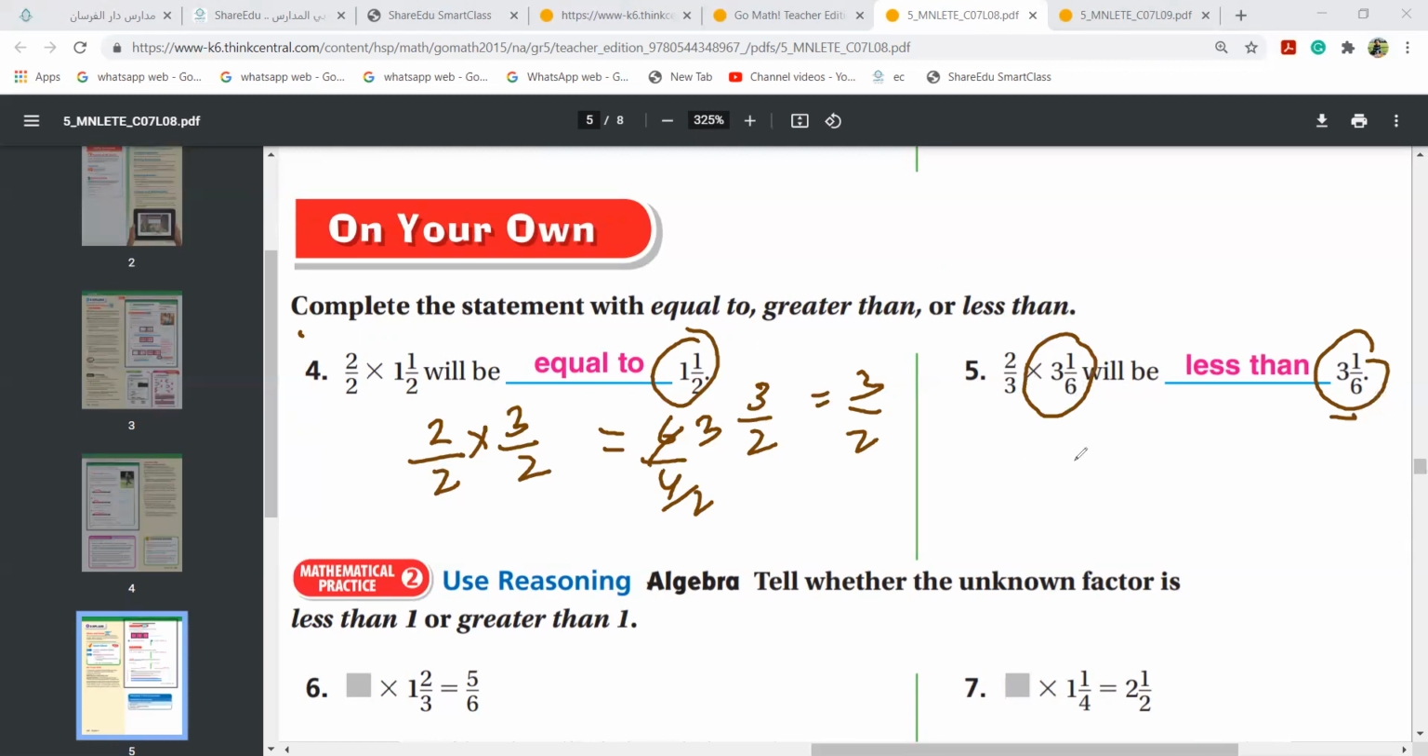Both are same. Imagine this is a part 3 1 over 6. This is a part 3 1 over 6. If I make 2/3 of this part, if there are 3 parts and I take 2/3, so of course it is less than this one.